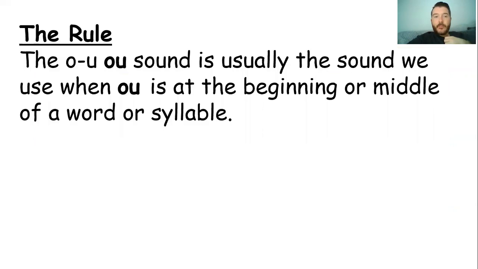Mouse. So the rule for the O-U ow sound is usually that it's the sound we use when ow is at the beginning or middle of a word. So for example, in out and hour and outside, the ow is the first sound, isn't it? It's at the beginning, but it's also in the middle of lots of words, isn't it? Like found, round, sound, house, mouse. It's in the middle, isn't it?